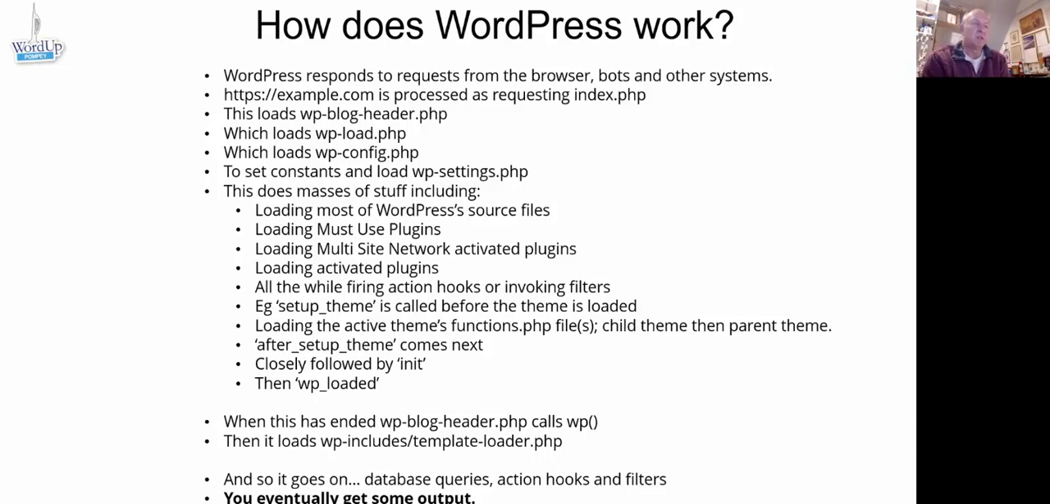Index.php is a very small file that contains a bit of code that basically loads up another file called wp-blog-header.php. And that loads up another file called wp-load.php, which loads up another file called wp-config.php. And if you've ever set up your WordPress website, you'll know that that contains some stuff about where the database is and some constants. And eventually, after setting up these constants, that loads wp-settings.php, which loads up most of WordPress's source files.